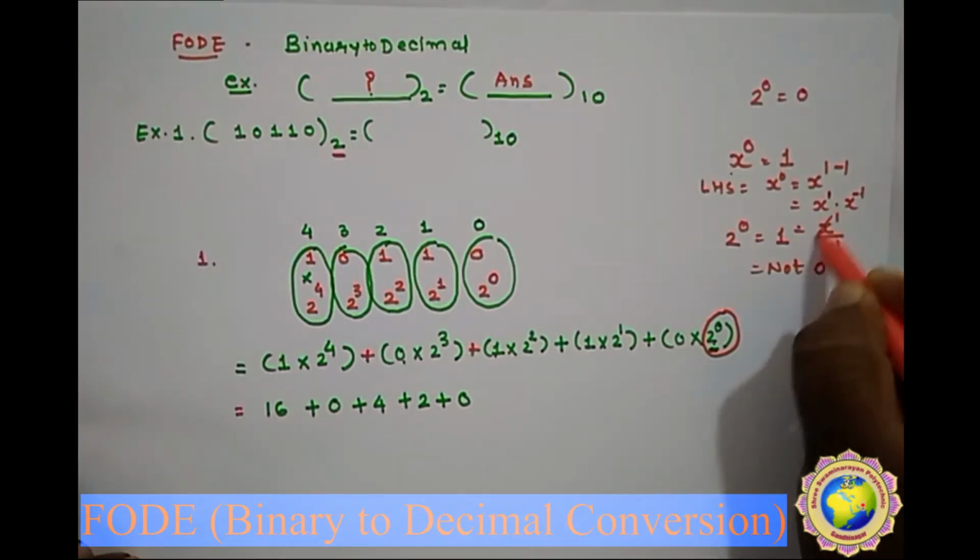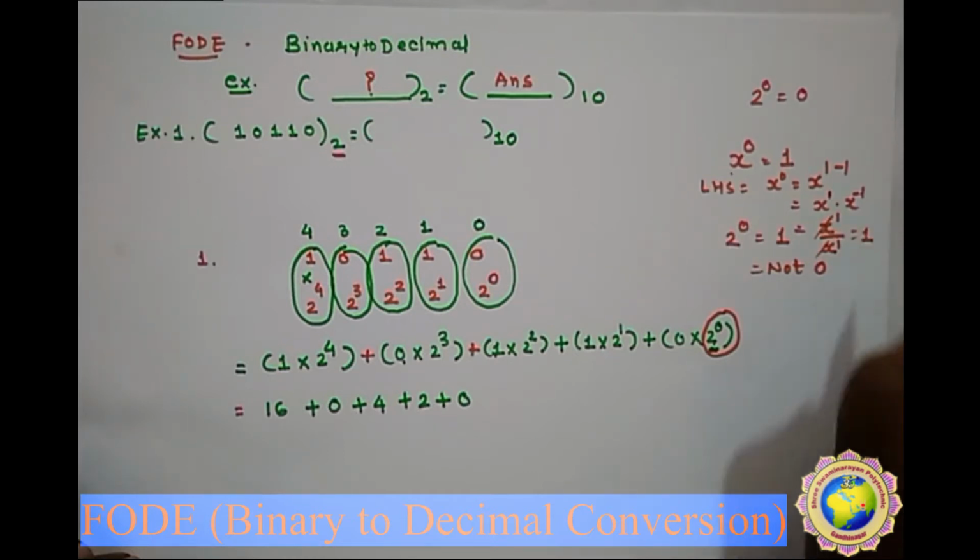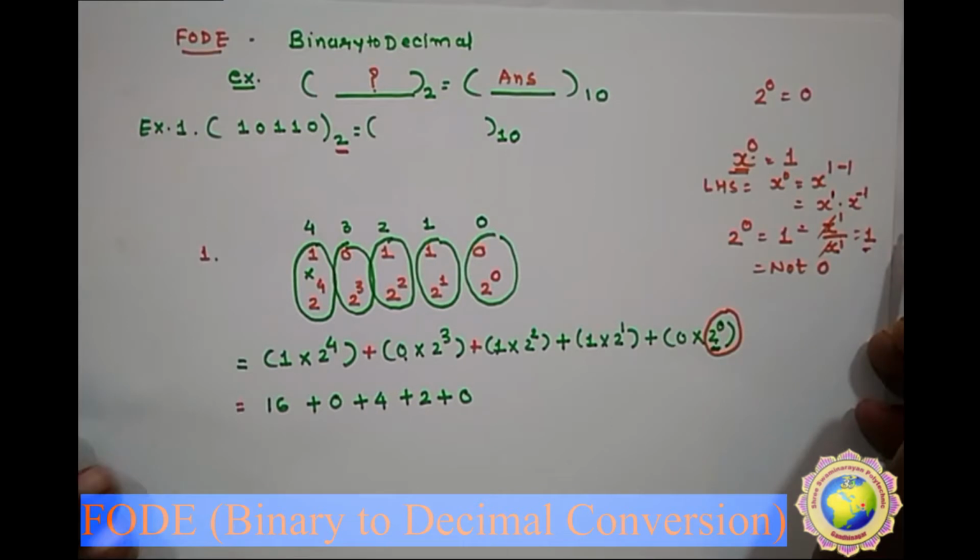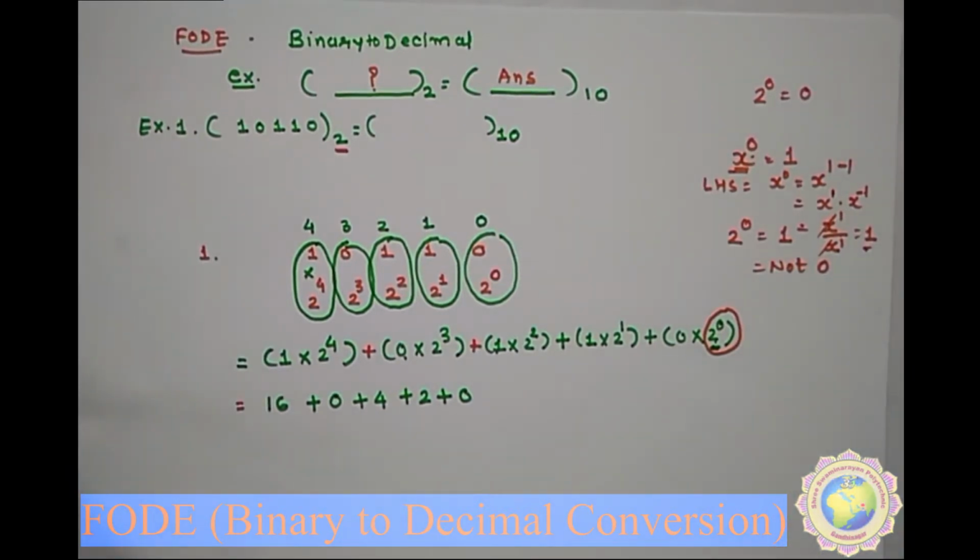So this can be discarded, so it will be 1. So any value with a power 0, the answer is 1. Then the answer is 1. So what is its binary? Now make the addition.